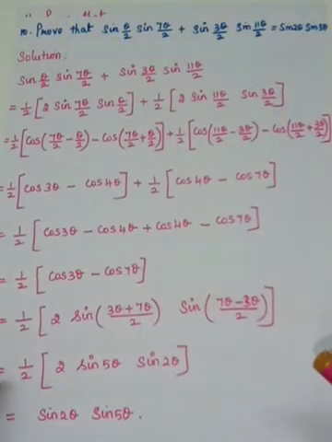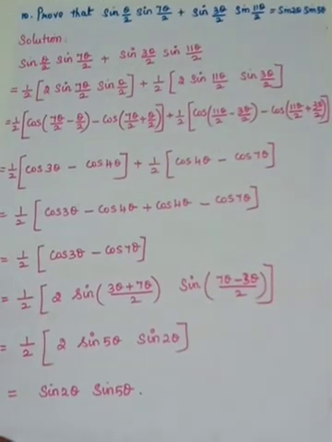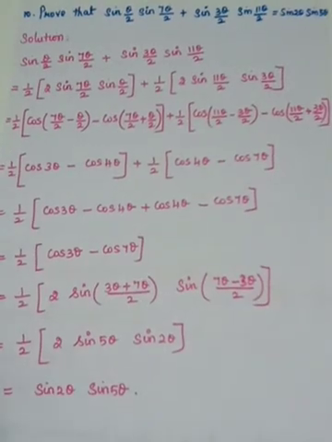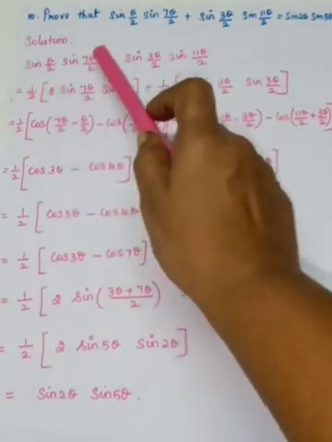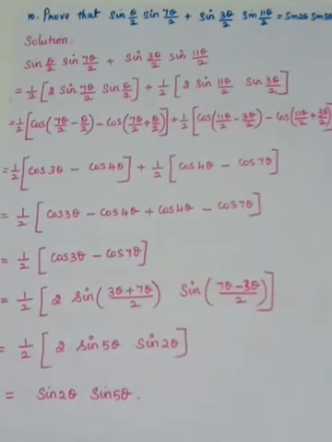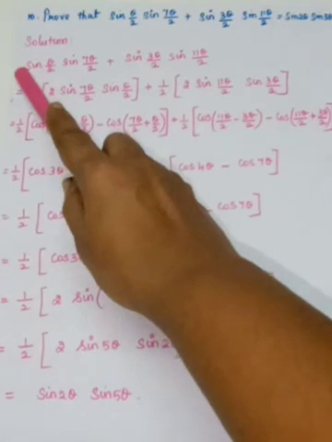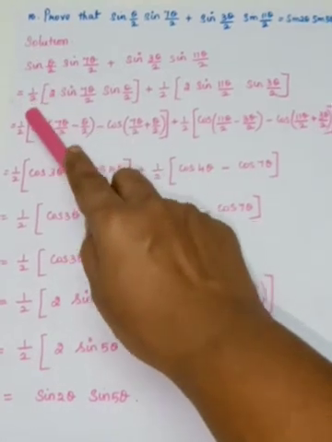Prove that sin theta by 2 sin 7 theta by 2 plus sin 3 theta by 2 sin 11 theta by 2 is equal to sin 2 theta into sin 5 theta. Okay, I take the left hand side term. Okay, so you see the first term, they are in the product. So the product we are going to write as a sum. Okay, so for the product we need 2. So here you don't have 2, so you multiply and divide by 2.